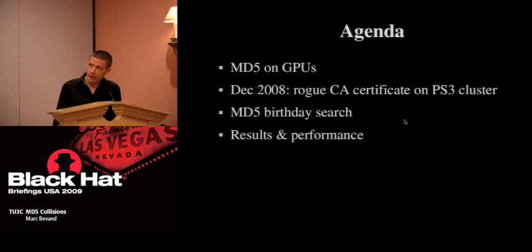And then I'm going to quickly explain what happened in December 2008 when a group of researchers published a rogue CA by using an MD5 collision. And then you have to know that the most computing intensive part of that attack is something called the MD5 birthday search. And finally, I will show you the results and performance numbers that I have obtained.